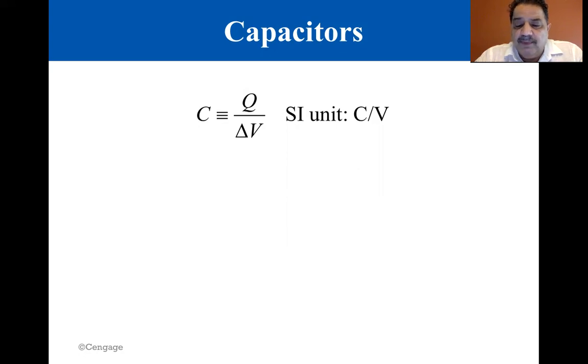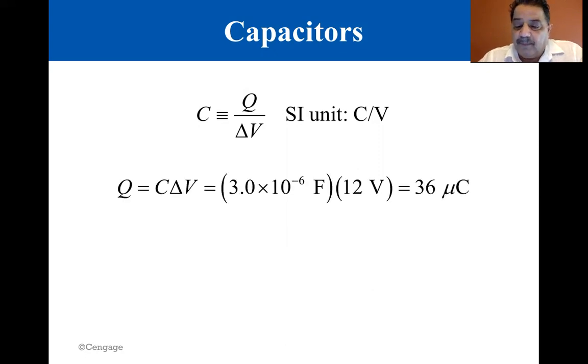Let's do a quick example. Say a 3 millifarad capacitor is connected to a 12-volt battery. Using our equation, we find the magnitude of the charge on each plate of the capacitor is 36 microcoulombs. From this equation, you can see that large capacitance is needed to store a large amount of charge for a given applied voltage. The farad is a very large unit of capacitance.